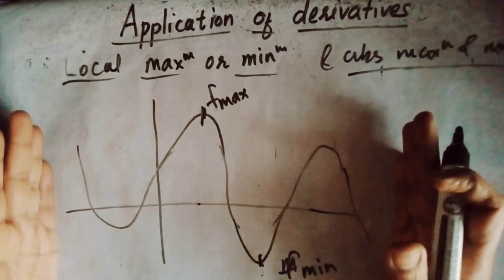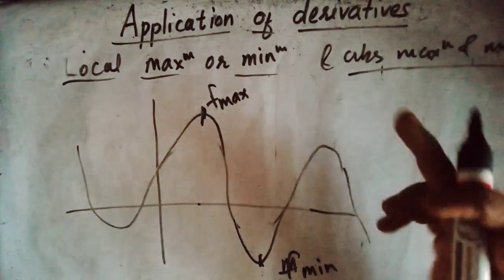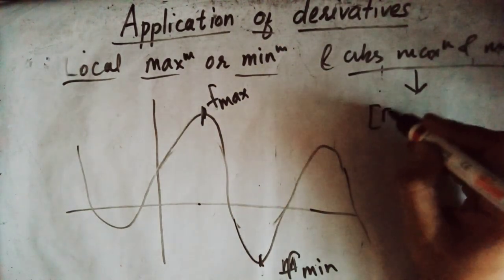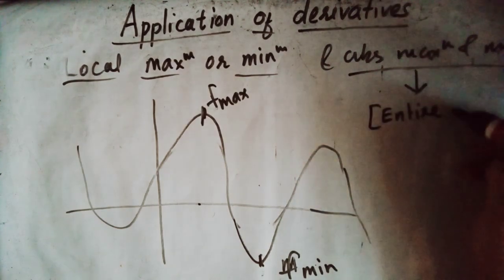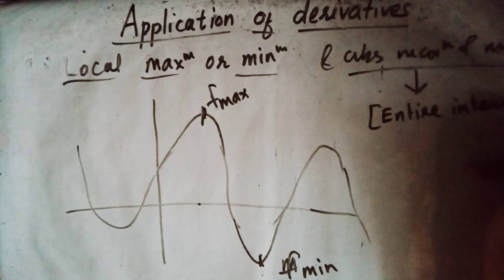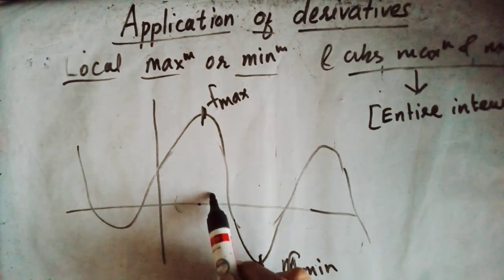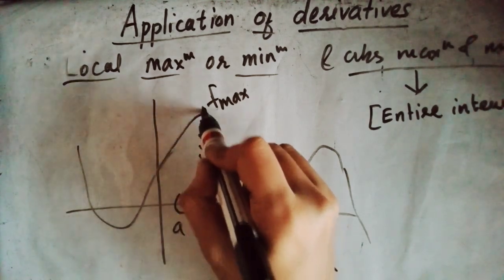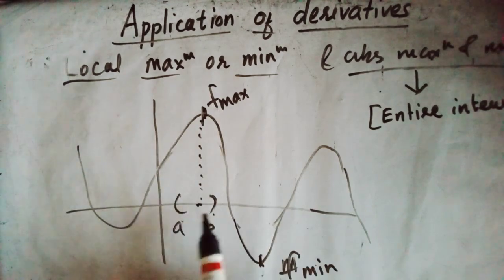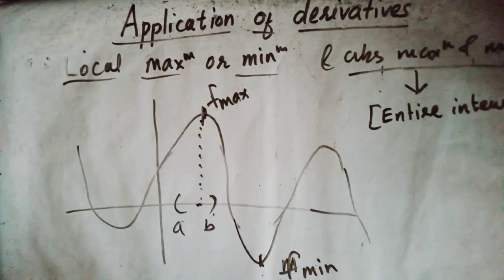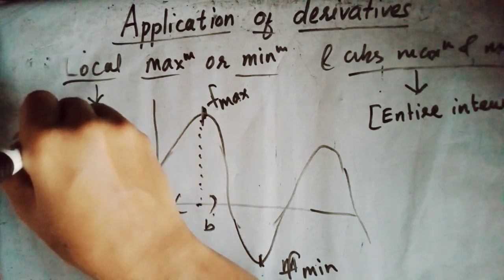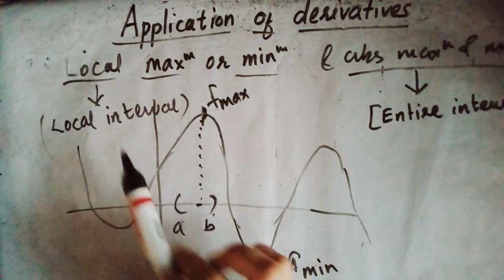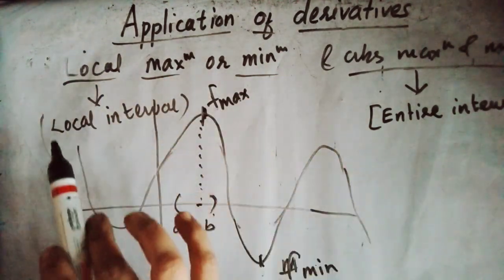Now if you take the entire interval, then you will get the absolute maxima and minima. So this is when you are taking the entire interval, the whole interval. And if you are considering some interval, say a comma b, and in this you are finding f maximum, then this becomes your local maxima or minima. So this is when you are considering some local interval. This is the difference between absolute and local.